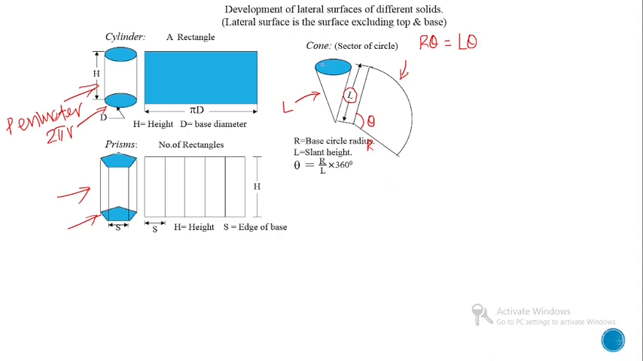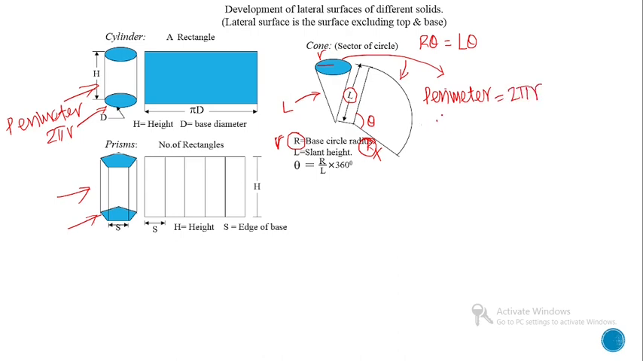Then we can see the radius of the base circle. Here they used the radius of the base circle as capital R. Otherwise, we can use this radius of the base circle as small letter r. Then this radius is equal to small letter r, and this perimeter is equal to 2 pi r.